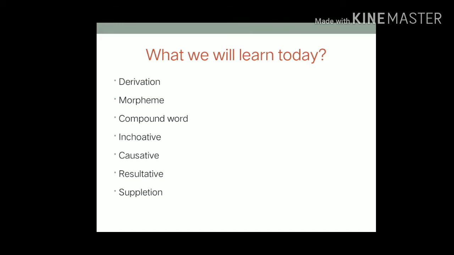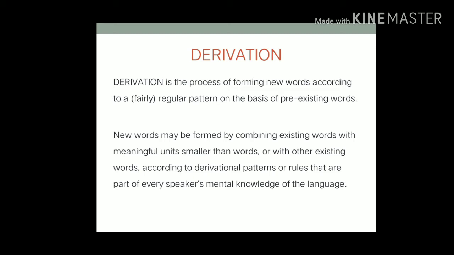Let's see the first one. Derivation is the process of forming new words according to a fairly regular pattern on the basis of pre-existing words. So it means that new words may be formed by combining existing words with meaningful units smaller than words, or with other existing words, according to derivational patterns or rules that are part of every speaker's mental knowledge of the language.